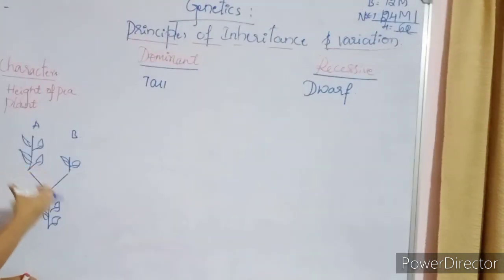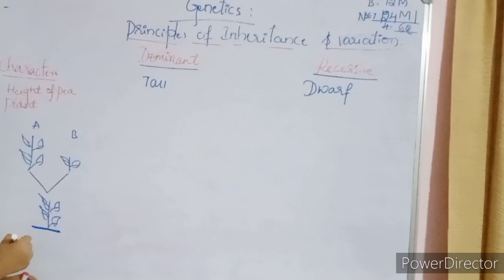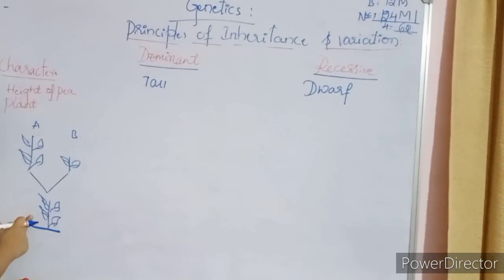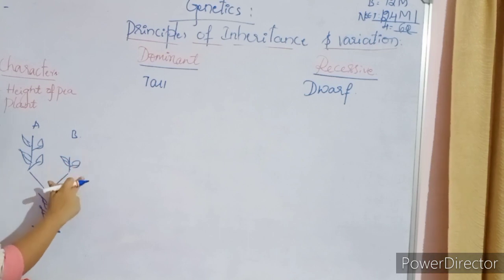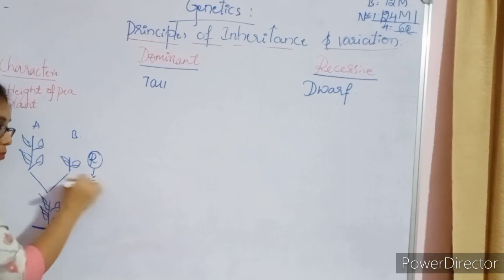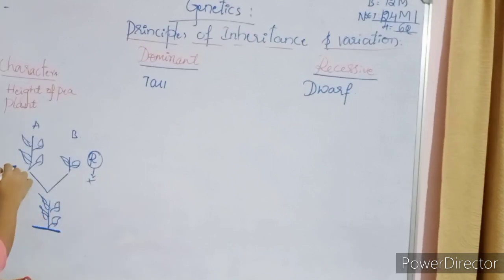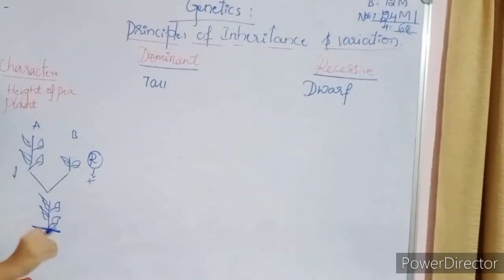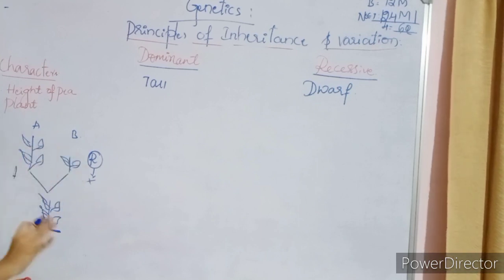The offspring obtained was taller. That means the genes responsible for the tall character were expressed in the offspring, but the genes responsible for the dwarf character were not expressed in the offspring. Why? Because the gene responsible for dwarfness is recessive. Recessive means it is not going to express. Dominant means it expresses its character. Understood? Dominant always expresses its character, whereas recessive will never express its character.